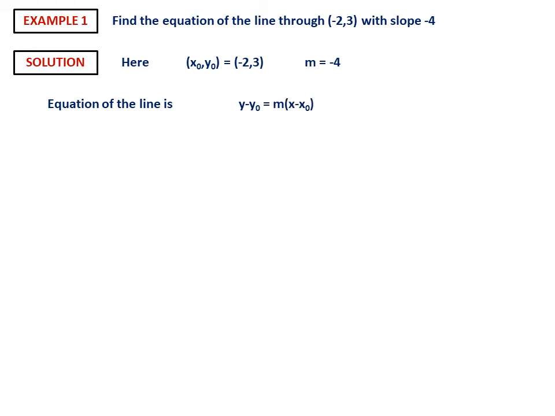So now the equation of the line, write the formula: y minus y naught equal to m into (x minus x naught). So substitute: y minus 3 equal to minus 4 into (x minus 2). Then simplify. y minus 3 equal to minus 4x minus 8. Of course, last simplification, 4x plus y plus 5 equal to 0. So this is the equation of the line.